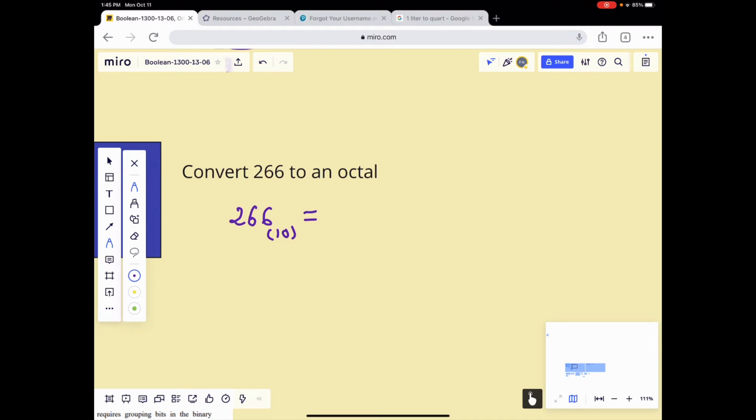Look, what is the biggest power of 8 that fits into 266? I know it's going to be 64. So 266 divided by 64, you get 4, and you have 10 left. So that's 4 times 64, which is 8 to the power of 2, plus 10.